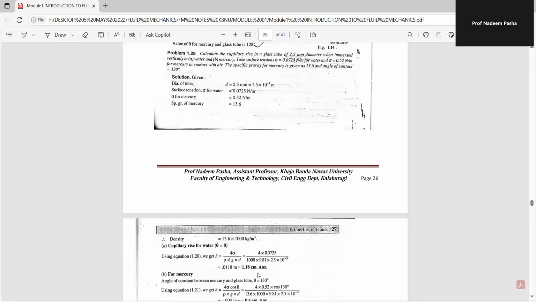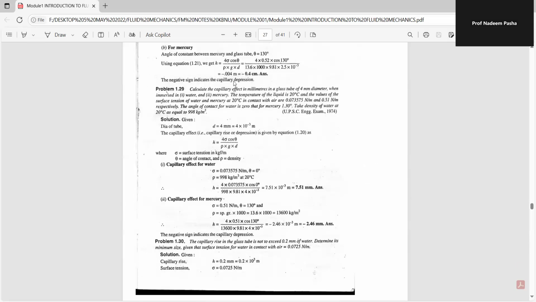So in the second case, you need to calculate capillarity for mercury. The angle of contact between mercury and glass tube is given as 130 degrees. So using the same equation, H equal to 4 sigma cos theta divided by rho g D. Values change. Surface tension values change. It is 0.52 cos 130 divided by rho, 13.6 into 1000 density. g is 9.81. D is 2.5 into 10 raised to minus 3. So if you do the calculation, it comes out to be H equal to minus 0.04 meter or minus 0.4 centimeter.